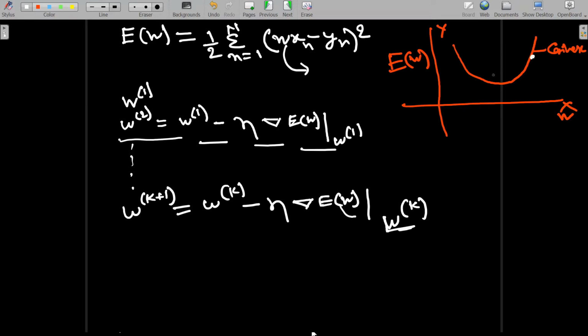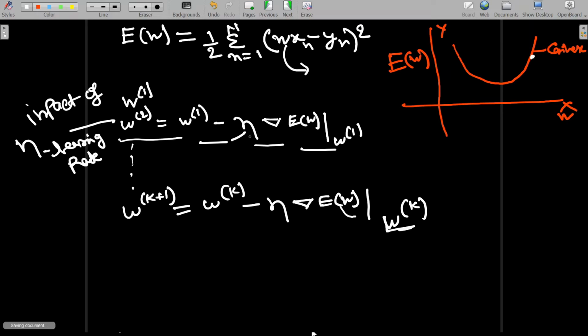Initially, there are two things we have to consider here. What is the impact of this eta when we pick some value for it? This is nothing but called the learning rate. So this is the learning rate, and it has a significance. If you pick some random value for this, maybe very high or very low, you will not be able to converge to the local minima or global minima. I will also explain how important this learning rate is.